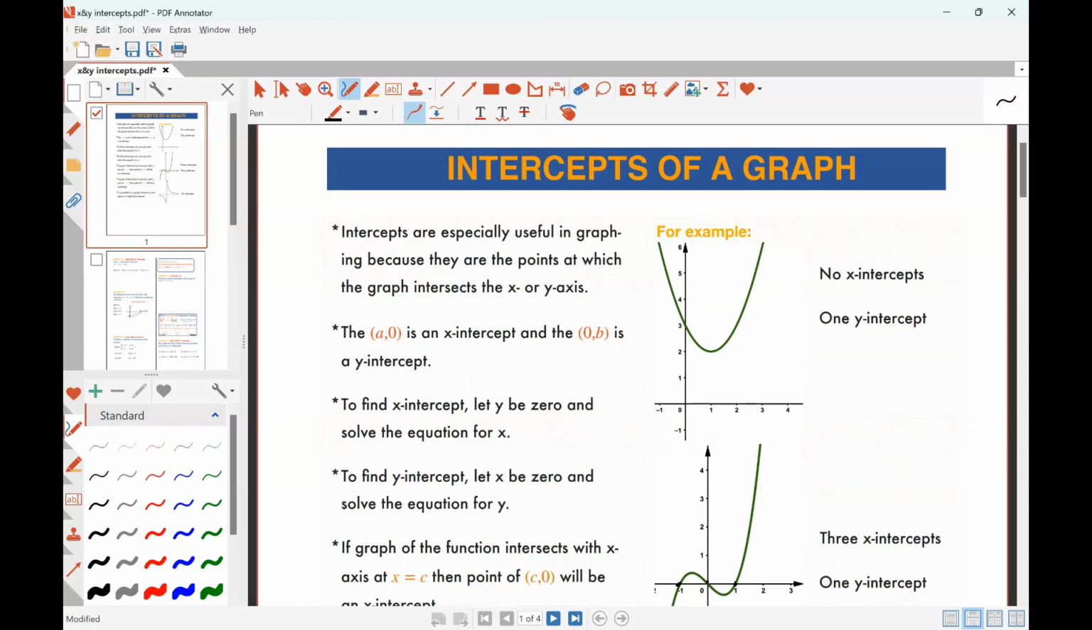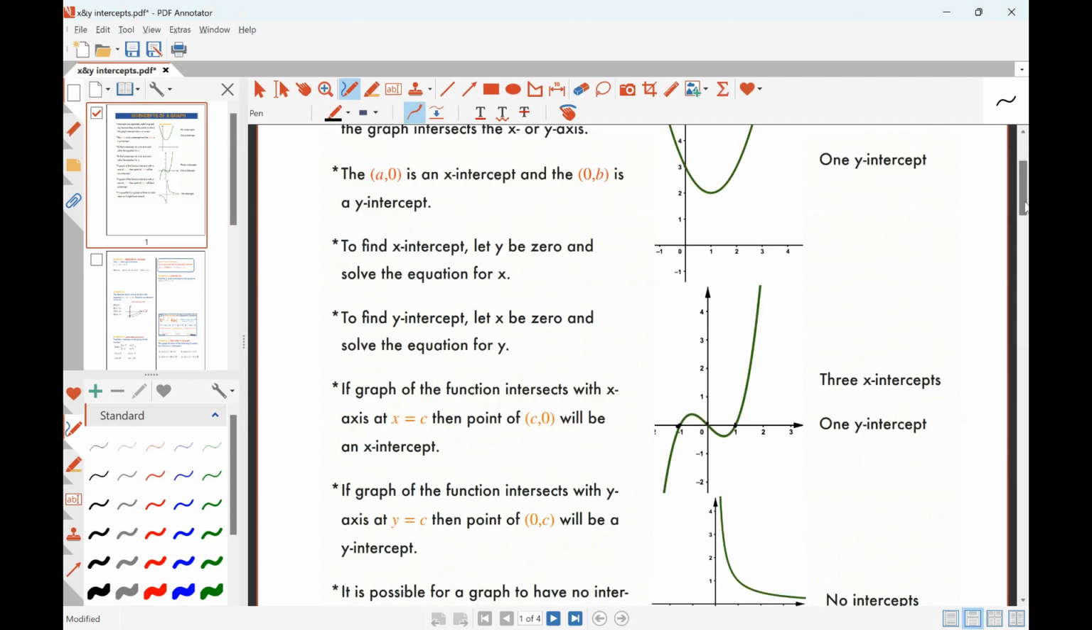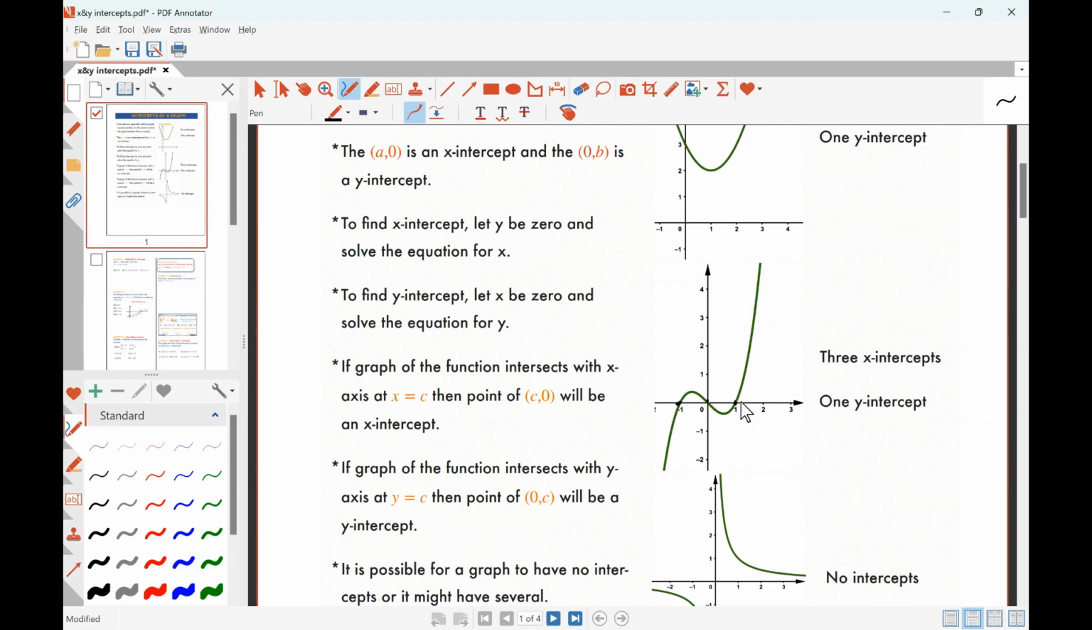Hello guys, in this video we will be talking about intercepts of a graph. Intercepts are the points at which a graph intersects the x or the y-axis. X-intercepts are the points where the graph crosses the x-axis, like these points. This one is the point where the graph is intersecting the x-axis. This point and this point, they're all the points where the graph is crossing the x-axis.